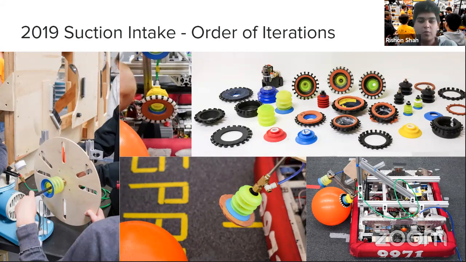And one of the other things that we were using during the prototyping phase was an old robot called Butterknife. And basically this was just the drive base of our 2014 Thor robot. And we mounted a lot of prototypes to this robot.